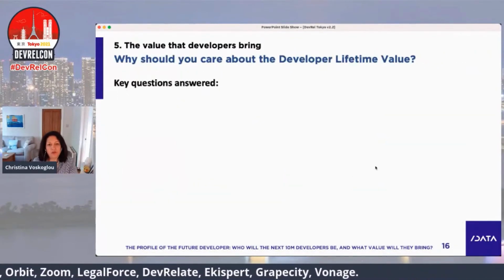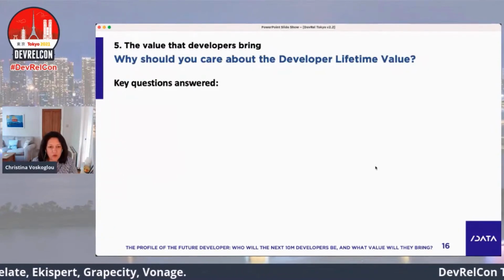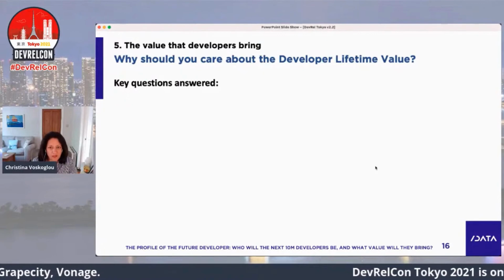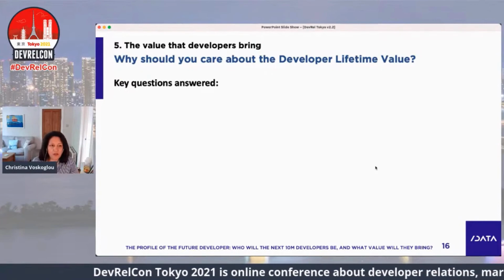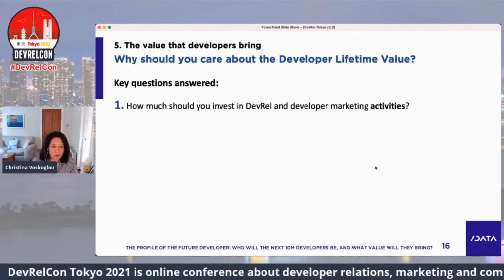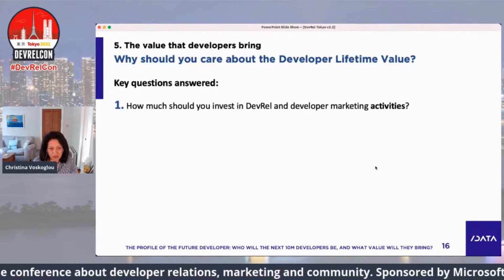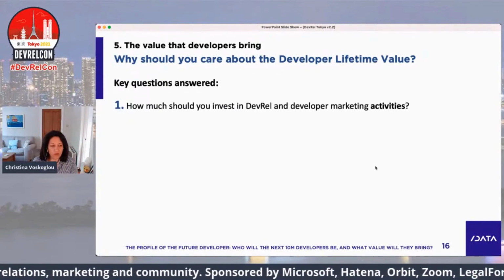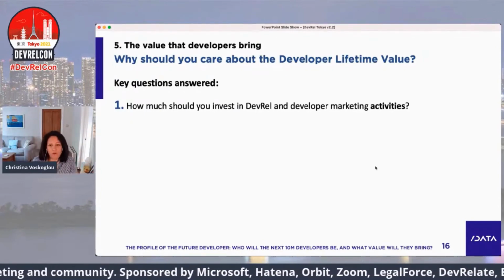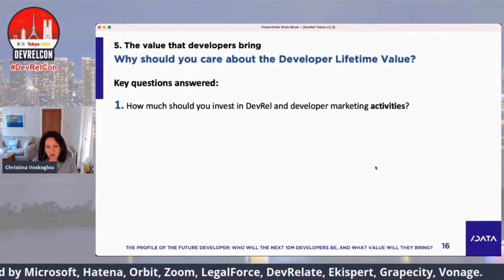Now, why should you get into such an exercise? Why should you try to understand the value that a developer brings throughout their lifetime with you? So it is so that you can understand and answer some key questions. One, how much you should invest in DevRel and dev marketing activities. So it's about estimating ROI here, right? You need to understand the R part of all your DevRel activities so that you know what cost you can justify.